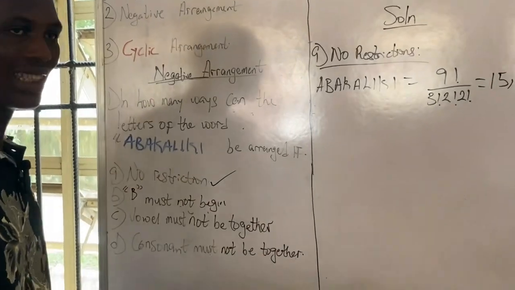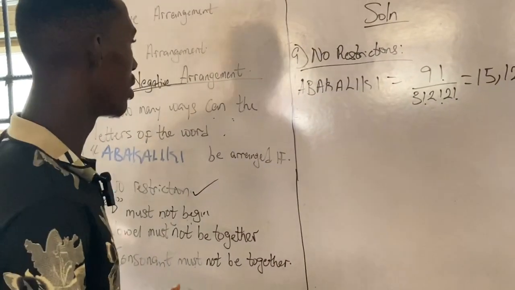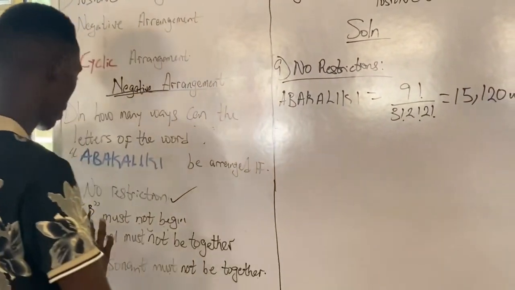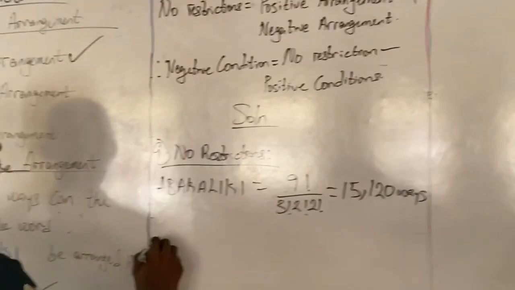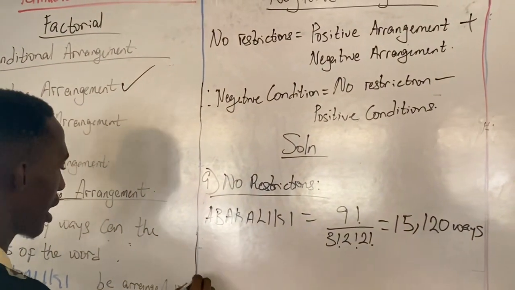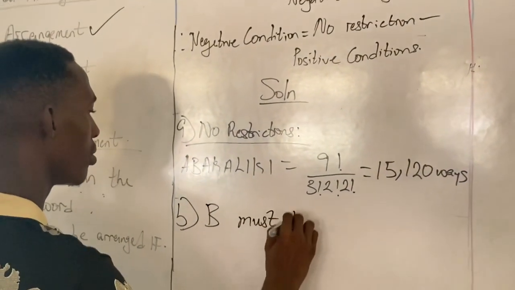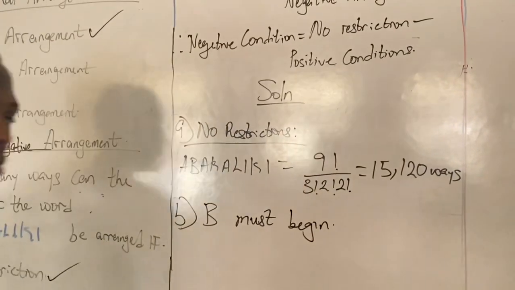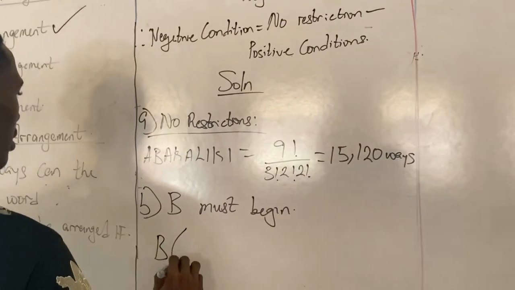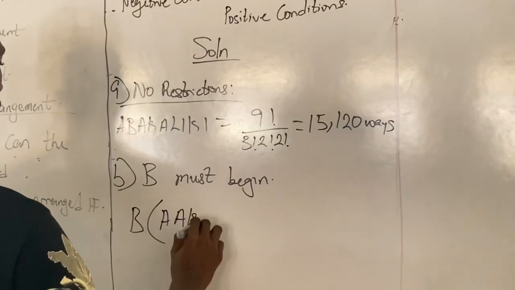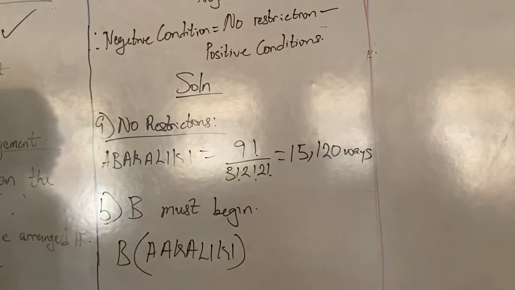Now we're told that B must not begin. In order to get B must not begin, we need to have our positive, because this is our formula: no restriction minus positive. So let's get our positive, that is B must begin. If B must begin, then we have something like this: A K A L I K I, which means that B is not part of the arrangement.